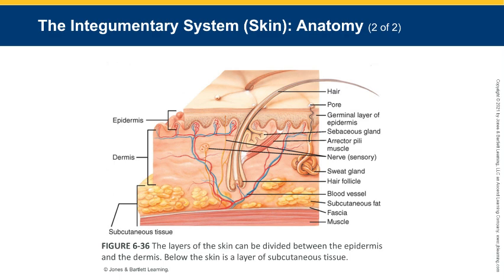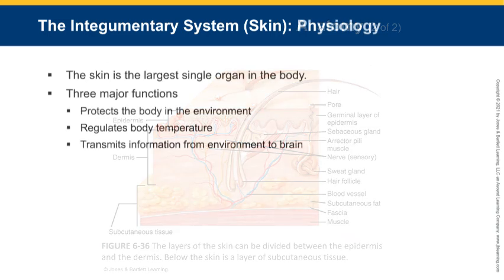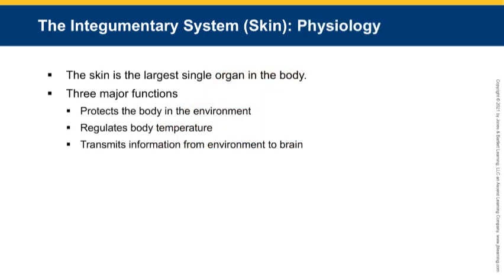The skin has three major functions: protecting the body in the environment, regulating body temperature, and transmitting information from the environment to the brain. The skin protects the body from environmental hazards, regulates body temperature through sweat and blood flow, and provides sensory information about the surrounding environment.